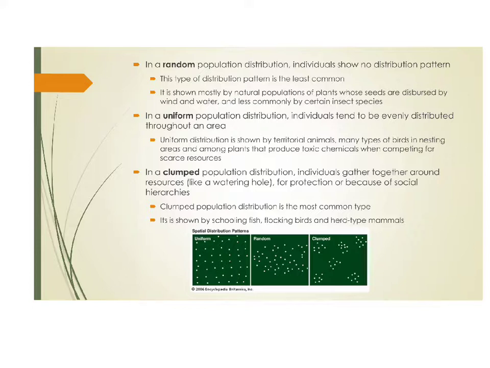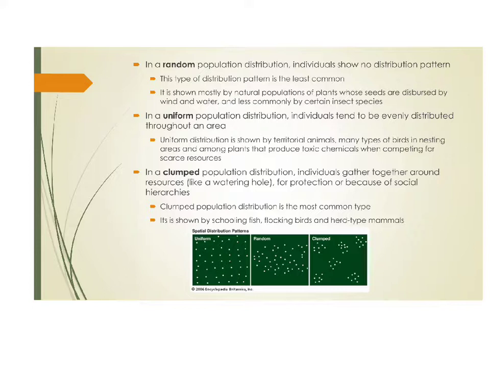You will see uniform distribution among cacti in certain areas. In a clumped population distribution, individuals gather together around a resource, like a watering hole. They can gather for protection, or they might be gathering because of social hierarchies. But in any case, the individuals are clumped together in groups. Clumped population distribution is the most common type that we see in nature.